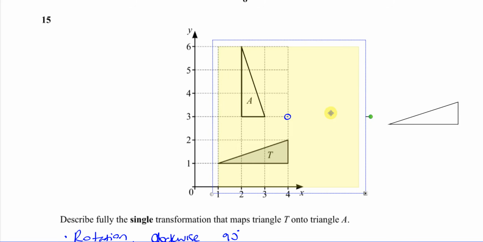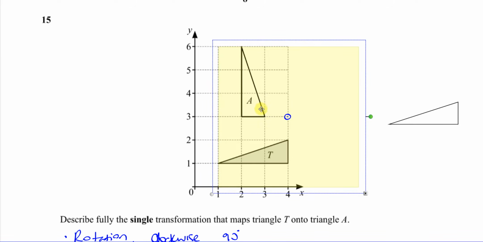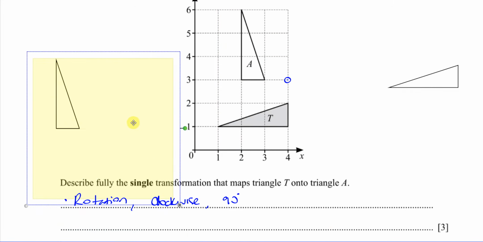It's not that accurate because of the way I've done the tracing paper, but you'll see that it basically fits over the outline of where it's supposed to go. So therefore that is the center of rotation. That's one way of finding the center of rotation.